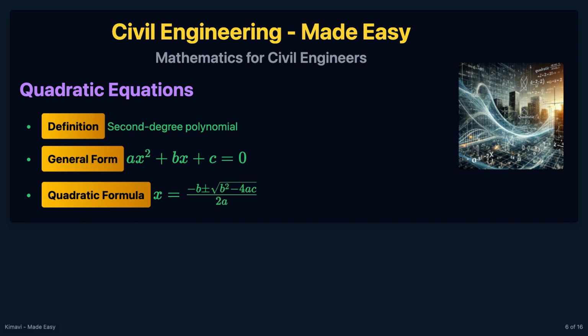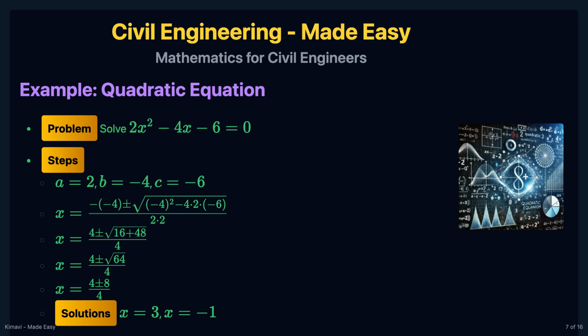A quadratic equation is a second-degree polynomial equation in one variable. The general form is ax squared plus bx plus c equals 0, where a, b, and c are constants. The solutions to a quadratic equation can be found using the quadratic formula, which is x equals negative b plus or minus the square root of b squared minus 4ac, all divided by 2a.